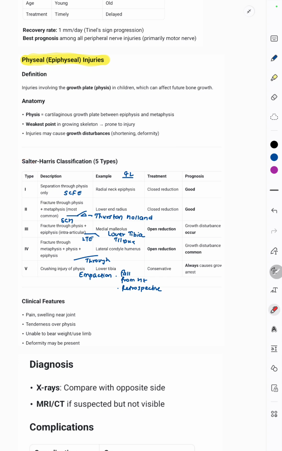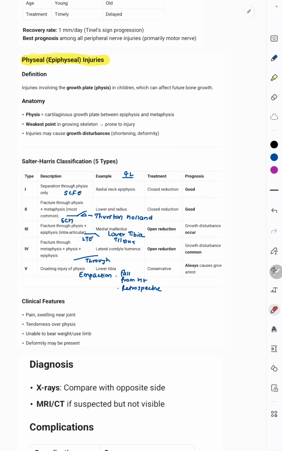So there is a classification that is called the Salter-Harris classification. It has 5 types. The first is separation through the physis. It is seen in slipped capital femoral epiphysis, and the germinal layer over here is intact. Then type 2 is the fracture through the physis and it goes away, so it involves the physis and the metaphysis. The fracture fragment that gets separated is called the Thurston Holland fragment. Here also the germinal layer is intact. For these two, closed reduction and internal fixation is done.